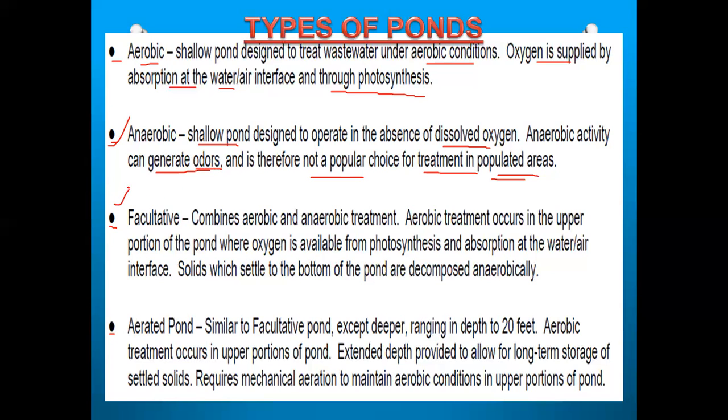Next, the third type of pond is facultative. Here it combines the aerobic and anaerobic treatment. Simply, facultative means it is a combination of aerobic and anaerobic processes. Aerobic treatment occurs in the upper portion, right? So suppose you have a shallow pond with a depth of 5 or 4 feet. In the upper level we have the aerobic process, and in the lower level we have the anaerobic process, right? So aerobic treatment occurs in the upper portion of the pond.